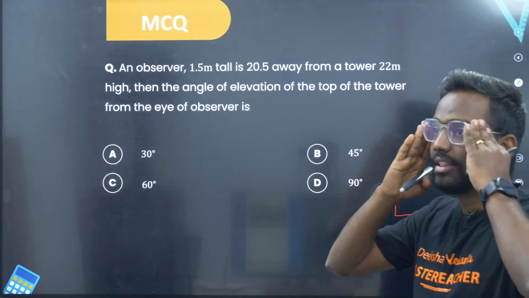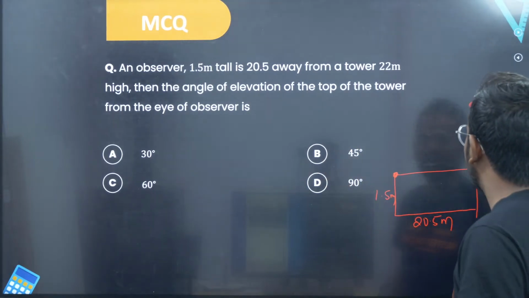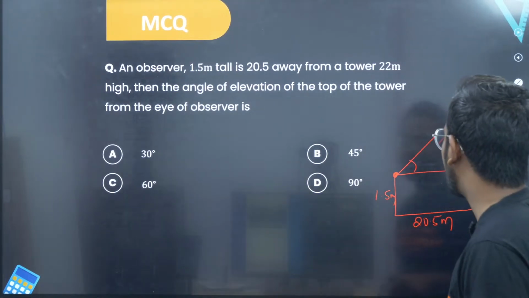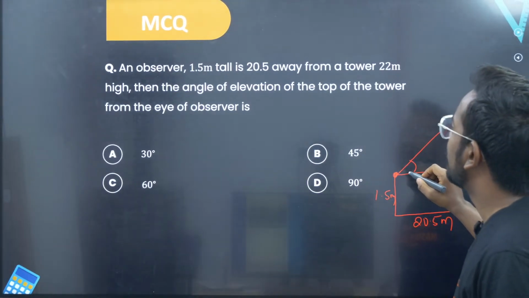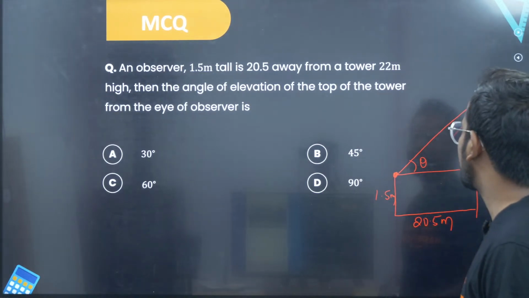If you are standing, almost your top will be the eye. So from here they have asked what is the angle of elevation. Now the question is the angle. So now our job is to find what this angle of elevation is. Let me take it as some theta. So my job is to get theta.